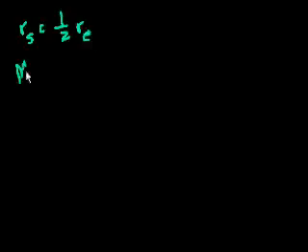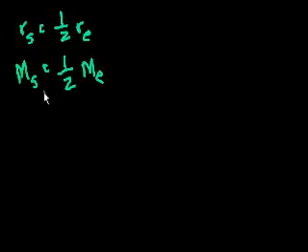Let's say there's another planet called the planet Small Earth. And let's say the radius of Small Earth is equal to 1/2 the radius of Earth, and the mass of Small Earth is equal to 1/2 the mass of Earth. So what's the pull of gravity on any object, say the same object, on this? How much smaller would it be on this planet?